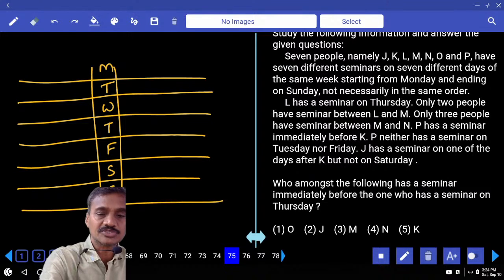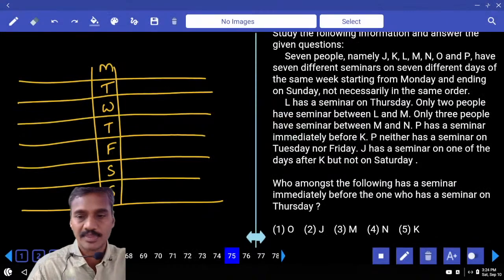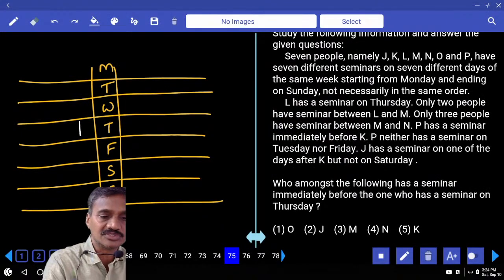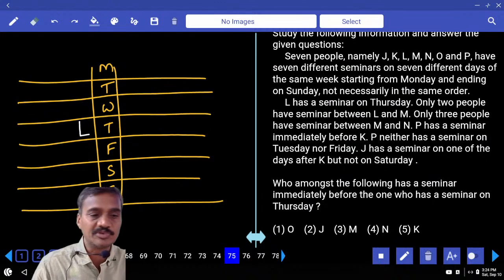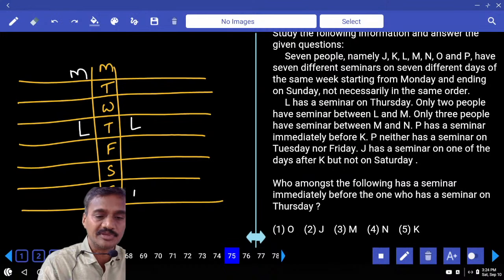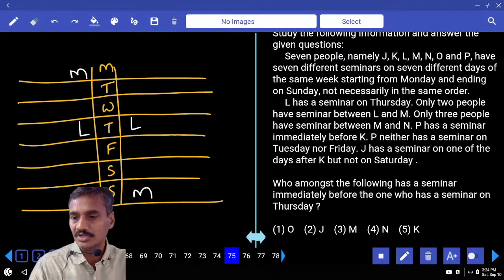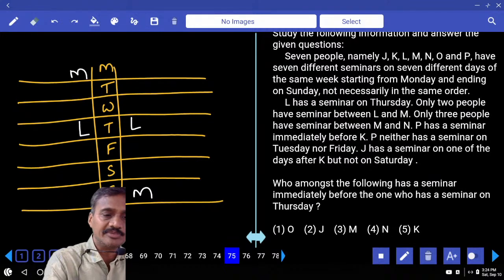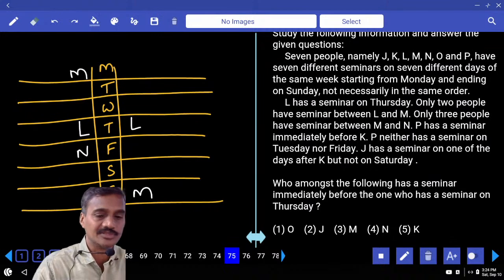First priority, because there is no other parameter added to this one. Then L has a seminar on Thursday, L is here. Only 2 people between L and M, how many possibilities? M can be on Monday or M can be on Sunday. And only 3 between M and N. Now in between M and N there must be exactly 3. Here again 3 between M and N is here.